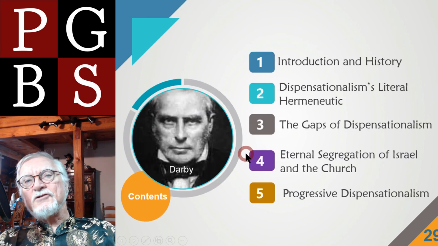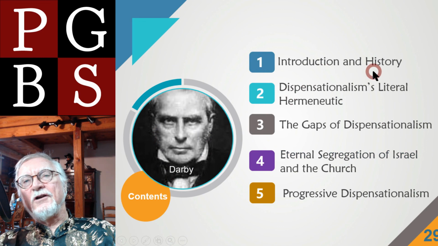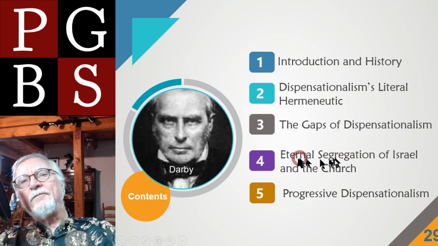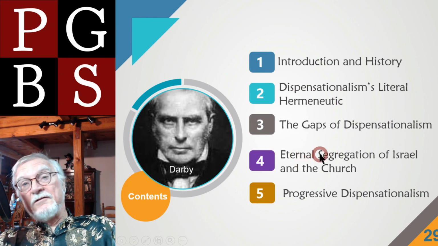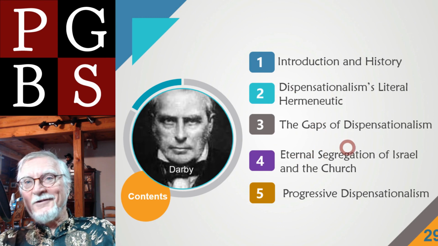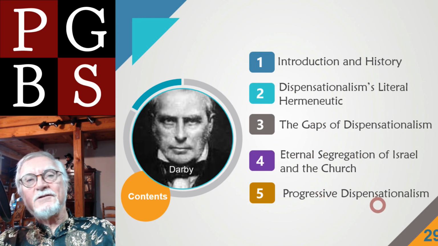All right, so much for introduction and overview of dispensationalism. In future videos, we're going to take up those three points: the hyperliteral hermeneutic, the gaps, that was point 2 and point 3, and here's point 1. I've got them in different order. Maybe there's a reason for that. Maybe it was a mistake. I don't remember. And then we're going to take up progressive dispensationalism so we can see where dispensationalism is today.